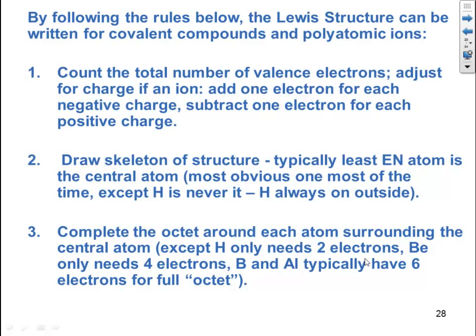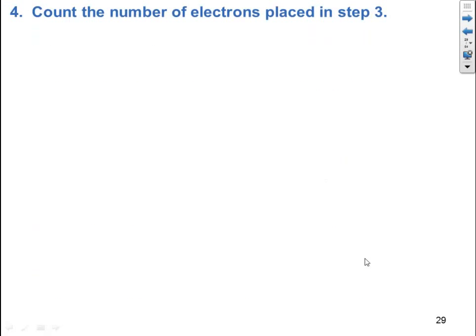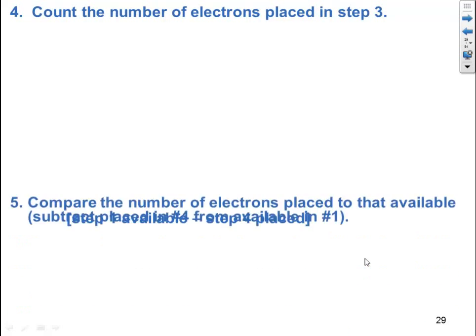Complete the octet around each atom surrounding the central atom, except hydrogen only needs 2 electrons. Beryllium only needs 4, and boron and aluminum typically have 6 electrons for a full octet. Count the number of electrons placed in step 3.